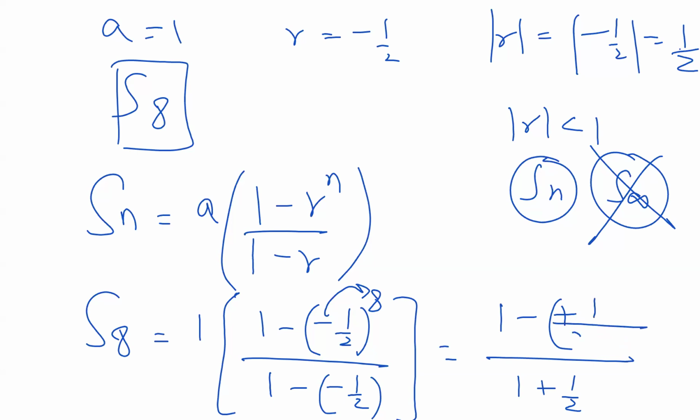These things are important in binomial also. Minus with an even power is plus, and minus with an odd power is minus. So 1 minus 1 upon 256 upon 3 by 2. Just solve this and check what is the answer. Are you getting the same answer as that of the worksheet? Great.